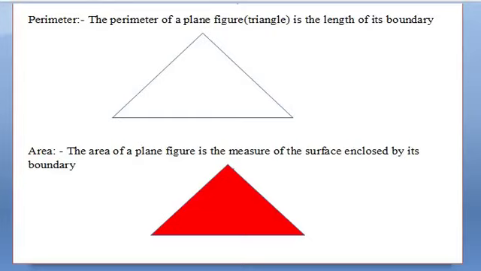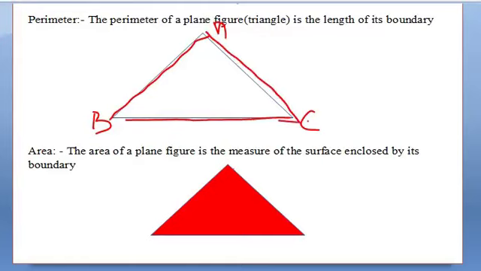For example, this is triangle ABC. The length of its boundary means A to B, B to C and C to A. That is, perimeter equals AB plus BC plus CA.